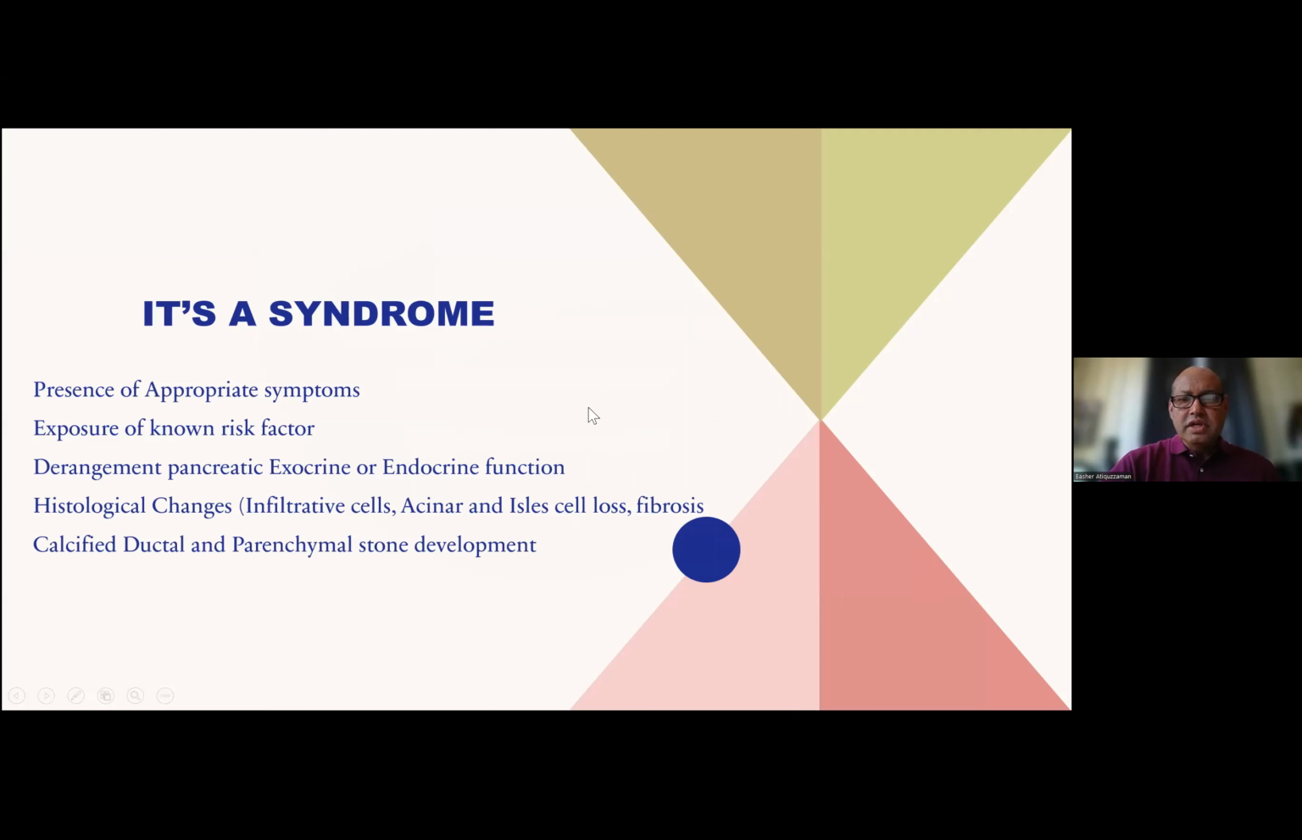So, you know, though we call it chronic pancreatitis, but in a broader sense, when you talk about objective of a disease, this is not just a disease, this is a syndrome. We consider it as a syndrome. And when we call it a syndrome, it has to be the presence of the appropriate symptoms. Also, it has to be the exposure of the known risk factor. Also, derangement of the pancreatic exocrine and endocrine function, has to have infiltrative cells, acinar and islet cell loss and fibrosis. That means there has to be histological changes in the pancreas. Also, there can be calcified ductal and parenchymal stone development. So this syndrome has at least three of those five criteria fulfilled. Then we can call it chronic pancreatitis.